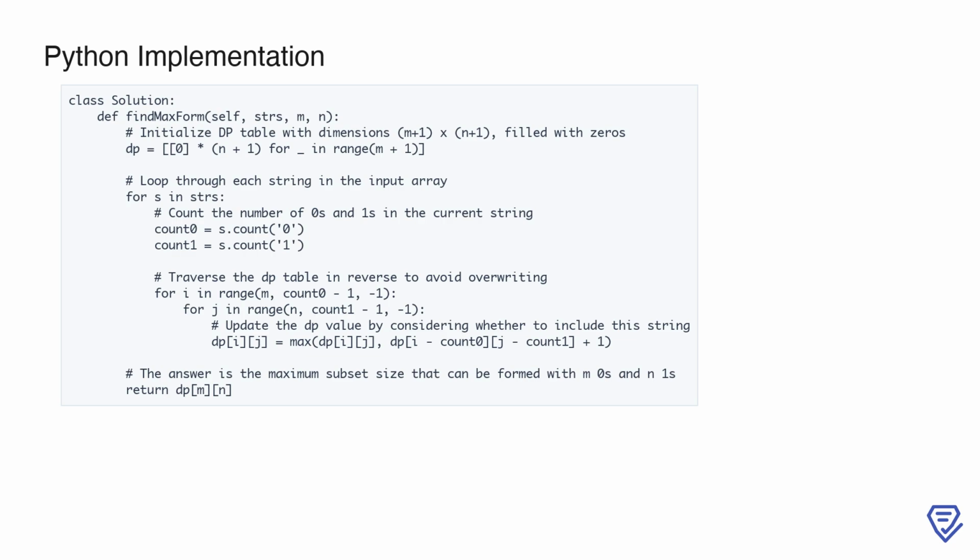2. Process each string. The algorithm iterates over each string in the input list strs. For each string, it calculates the count of zeros, count0, and ones, count1, using Python's count method.